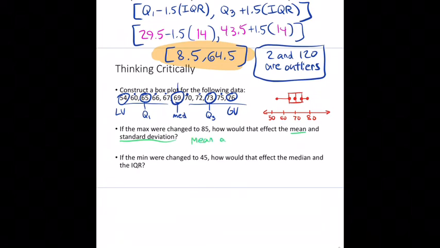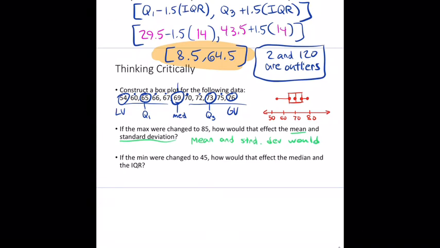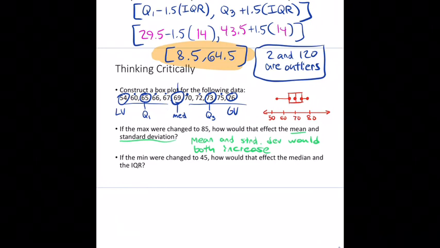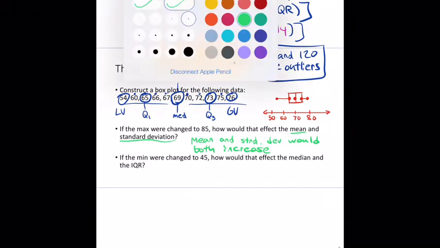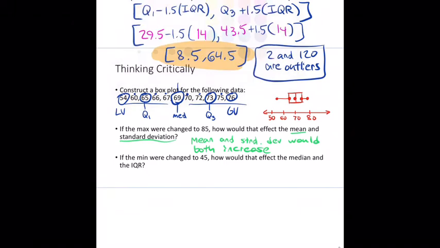So mean and standard deviation would both increase. Both the mean and standard deviation are averages, which means you're adding things up and dividing in a certain way, and that means that they would both change if you changed one of the numbers. You might think, well, obviously, if you change one of the numbers, everything would always change. Well, not everything. So the second question says, what if we change the min to 45?